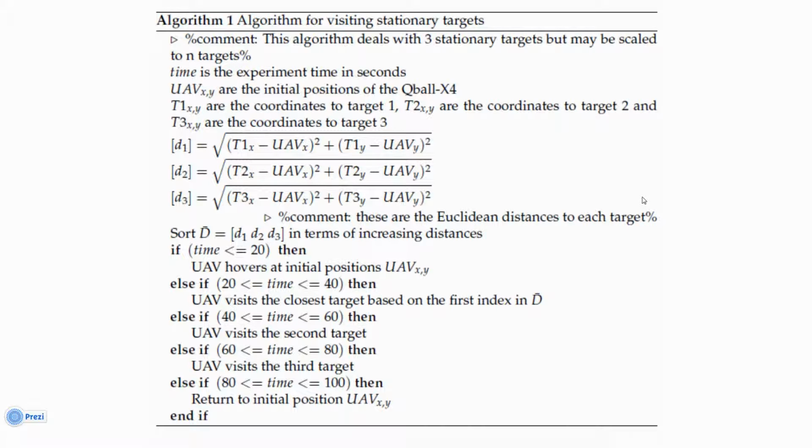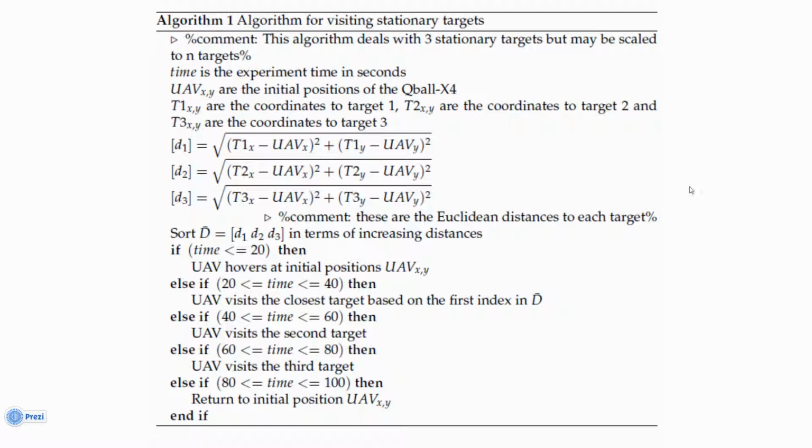Okay, let's discuss the path planning algorithms now. What we've seen here is that there are simple algorithms, they're not very complex, and I'm going to give you a quick description of each to show how the accomplishment of the task was done. So let's look at the first one here. We have the algorithm for visiting stationary targets.